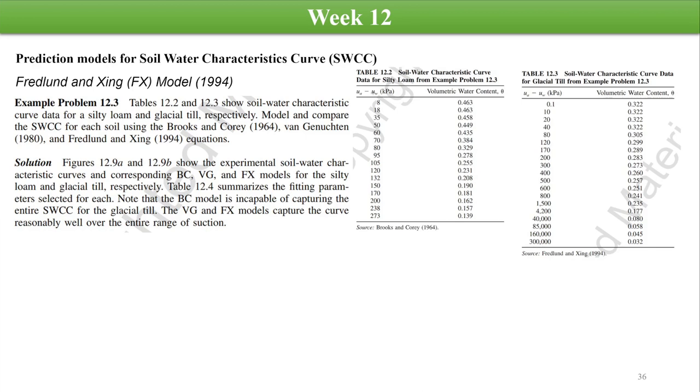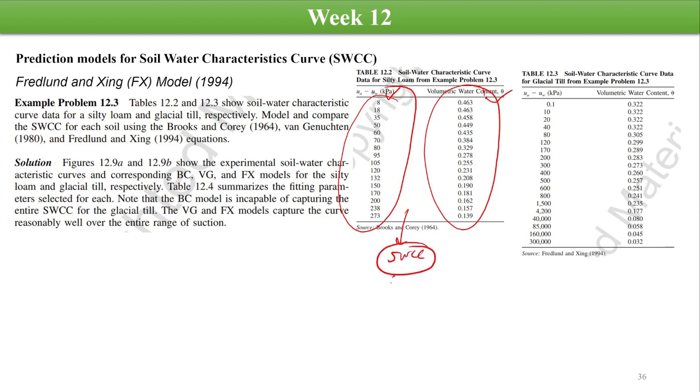If we see in table 12.2, then we'll obtain the value of matric suction versus volumetric water content here, right? And this actually gives the water characteristic curve. And when we fit the Fredlund and Xing model here, we will obtain a relationship that will give you the value of water content based on the matric suction, or the matric suction based on the water content, right?